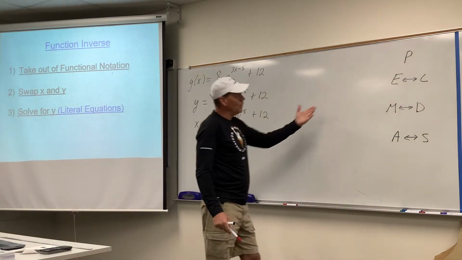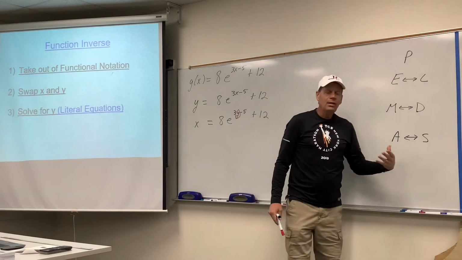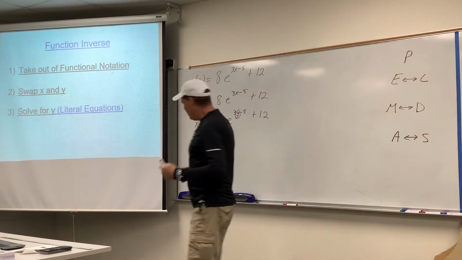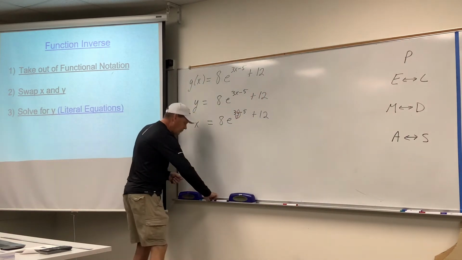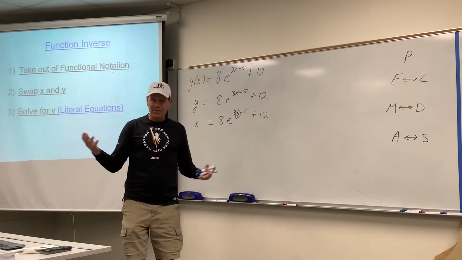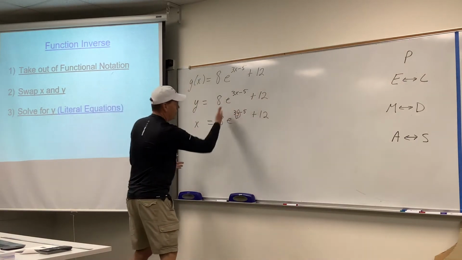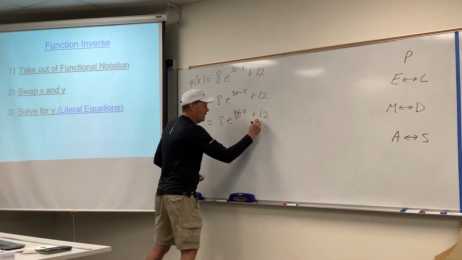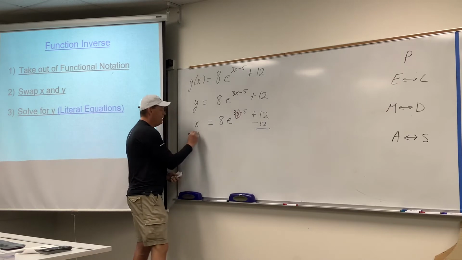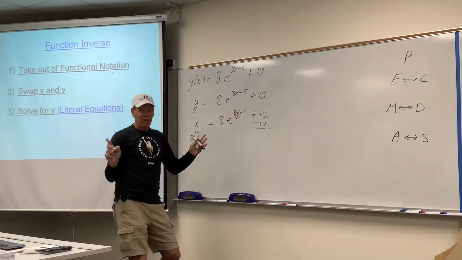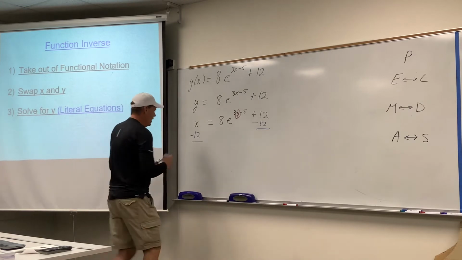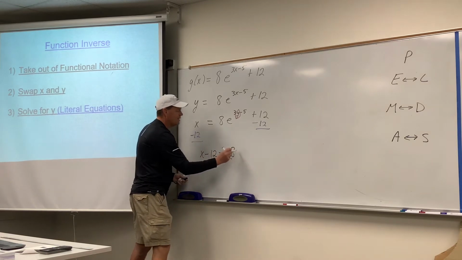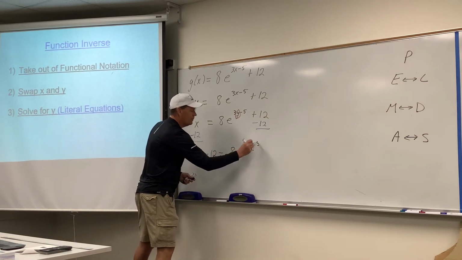I will point out that since y is in only one term, we can use the furthest operation from y in the order of operations at each step in the process. I've had class after class tell me, what do you think would be the furthest operation from y? And they go, add 12, that's way down the list. Yeah, you're right. So let's subtract the 12. Adding and subtracting are called inverse operations, all right? So x minus 12 would equal 8 times e, and so on.